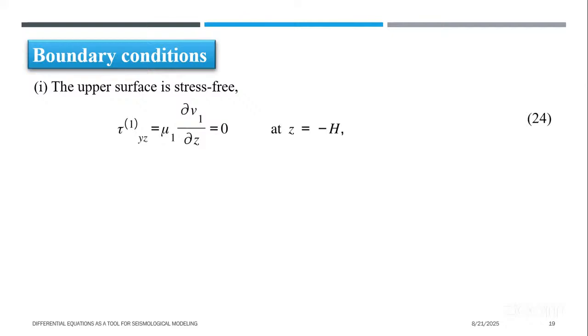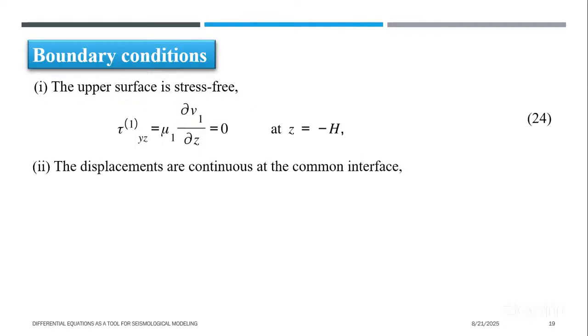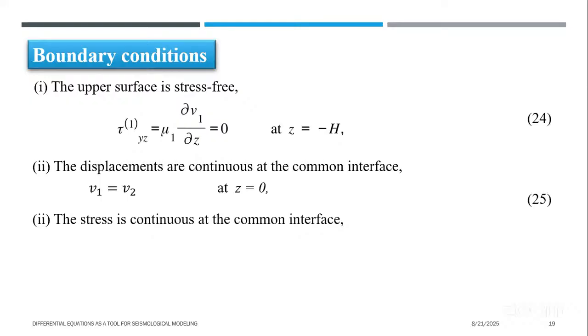Although mathematically one can derive this, it is basically the shear stress. And at the common interface of the layer and the semi-infinite medium, we have continuity of displacement and continuity of the stresses. Now these are the three boundary conditions, two at the common interface and one at the top interface. This is the simple one being taken.